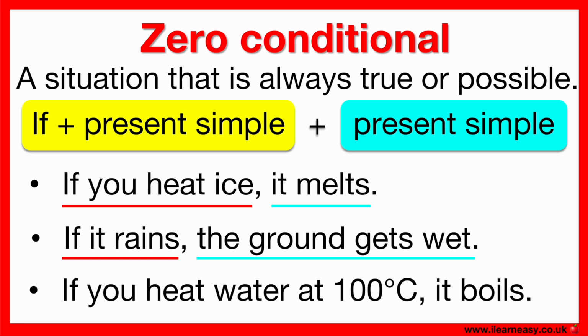If you heat water at 100 degrees Celsius, it boils. Again, we have the if clause at the beginning, followed by the main clause, and they are both in the present simple form. All these examples describe the result of a condition that is always true. Ice will always melt if you heat it. If it rains, the ground will always get wet. And if you heat water at 100 degrees Celsius, it will boil.